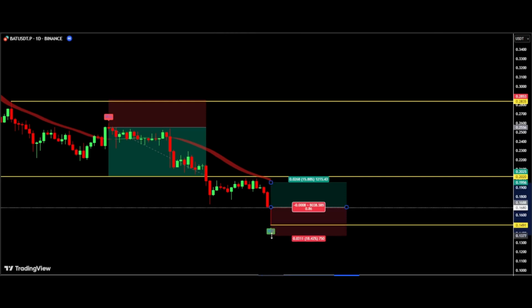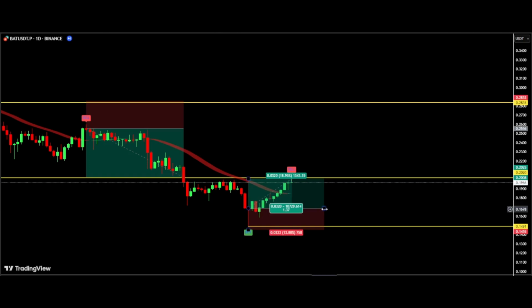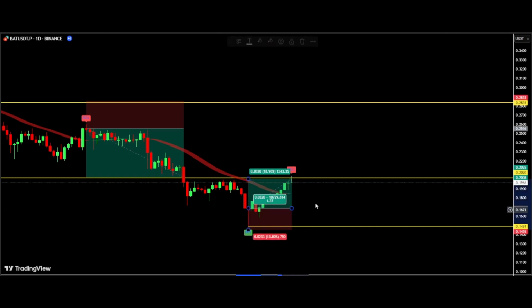Now, a buy signal appears on the indicator. What we do is draw a support level, then open a buy position. The stop loss is placed just below the support price, and the take profit is set at the nearest resistance level. Now the price has reached the resistance and hit our take profit target.